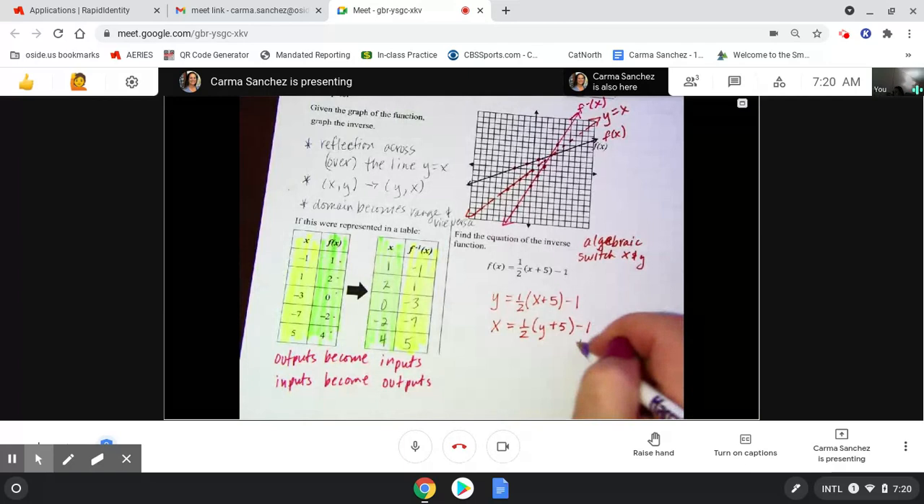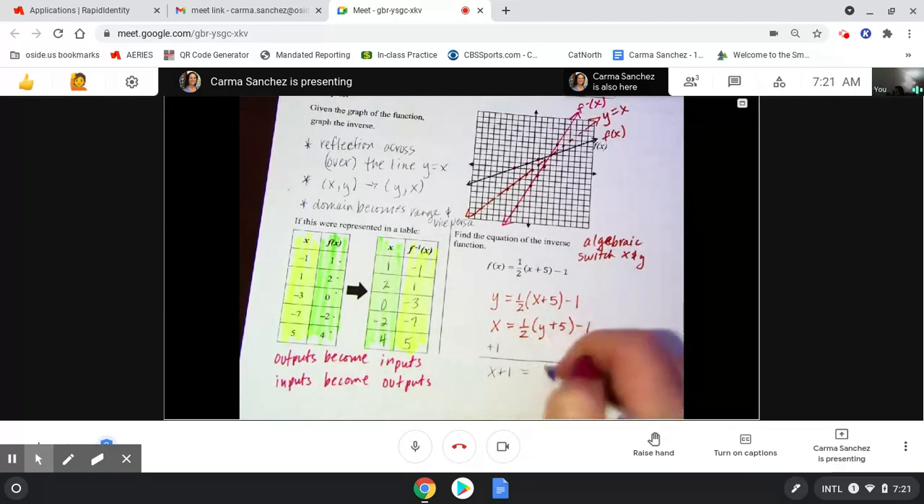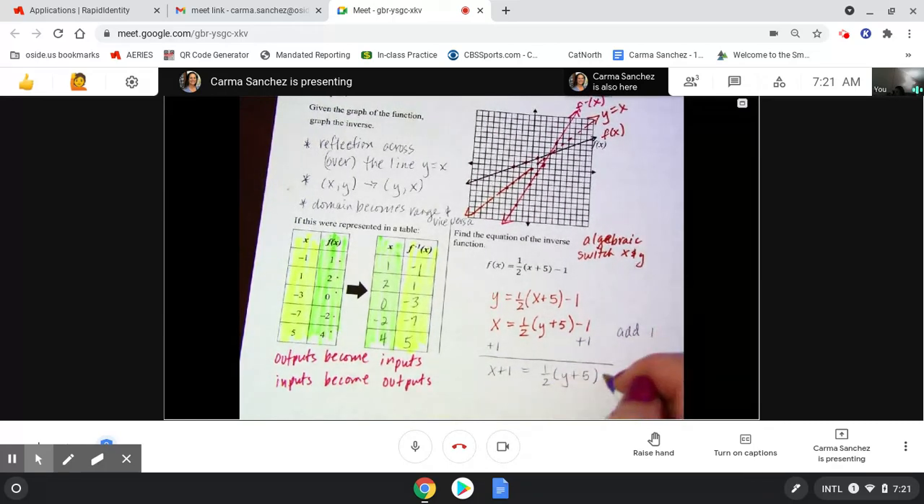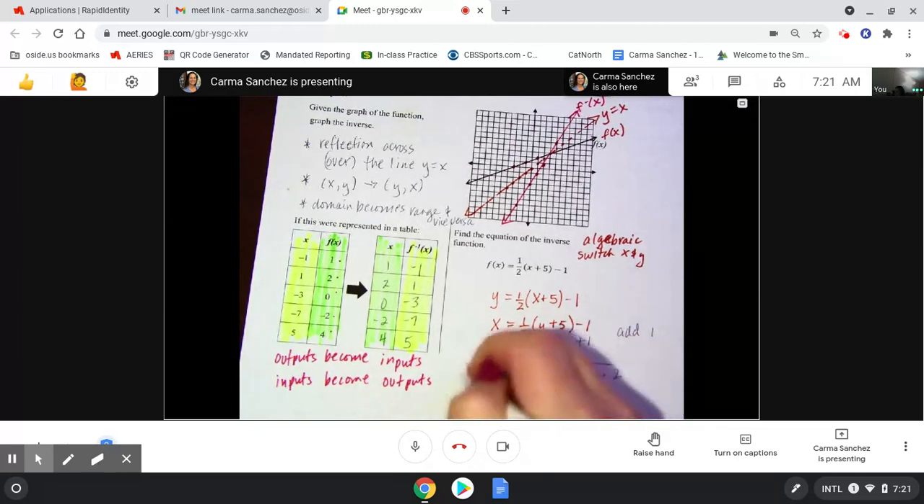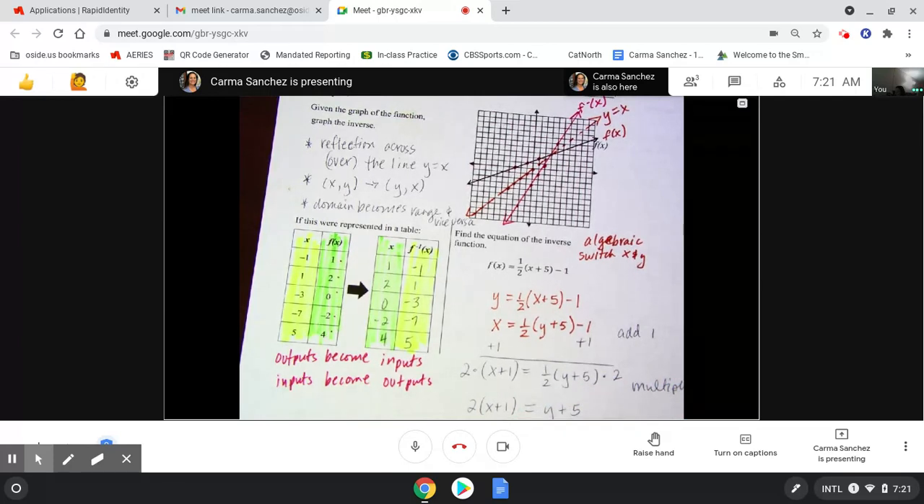So step 1, we add 1 to both sides because we're trying to isolate this y. So add 1 to both sides. Step 2, we're going to get rid of this fraction by multiplying both sides by 2. Step 2 was multiply by 2. So 2 quantity x plus 1 equals y plus 5. Last step, we subtract 5 from both sides. And this is our equation.